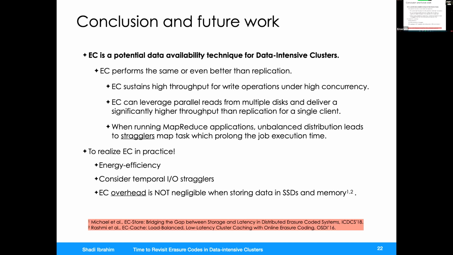Actually, we are trying to order the tasks so that we can balance the requests at a time among different disks. We are now trying to use some deep learning techniques that can give us some feedback from the disk to the scheduler to make a better order of the tasks. So this is actually ongoing work we are working on now.